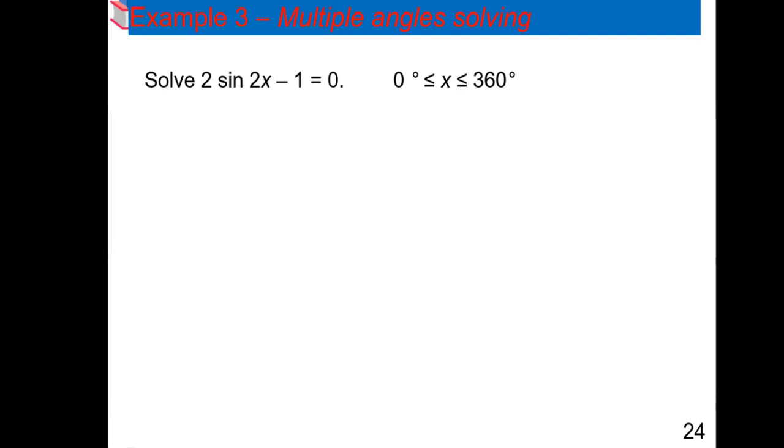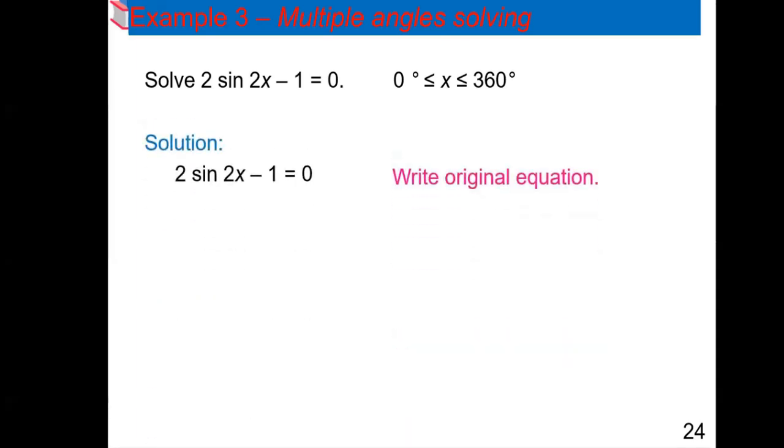All right, so for instance, this question here, solve 2 sine 2x minus 1. So there's a 2 in front of the x. So we are going to try to solve for between 0 and 360. Okay, so the first thing, we will just write the original equation. And then we are going to bring the minus 1 over, and we want to try to isolate the sine function on the left.